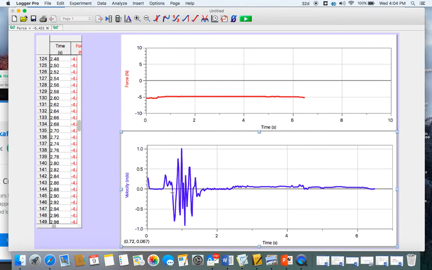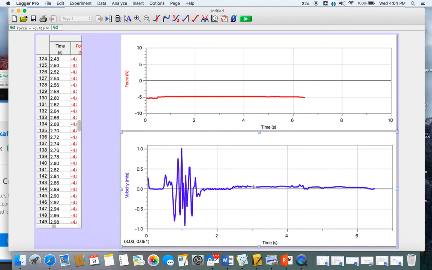This period right in here clearly is not constant velocity. Velocity is changing a great deal in these peaks and valleys, so there's tons of acceleration right in here. So I would not be able to make any conclusions about the applied force being equal to the kinetic friction in this period. It does look right here, though, as though I have a really nice, steady, constant velocity.